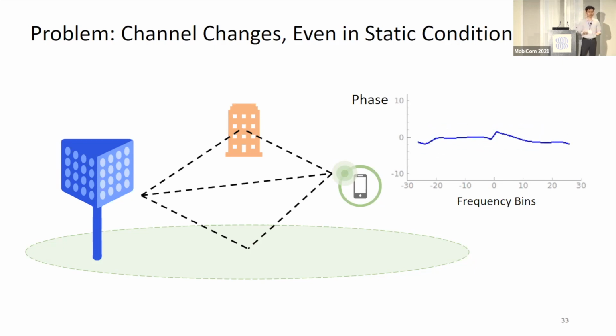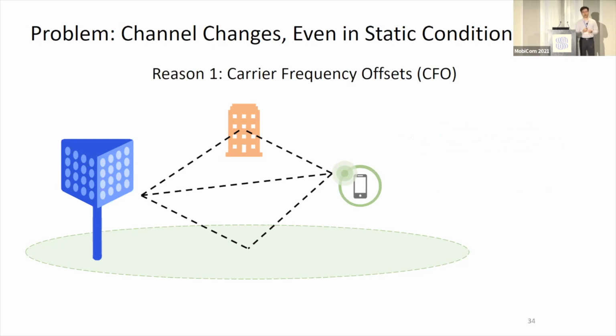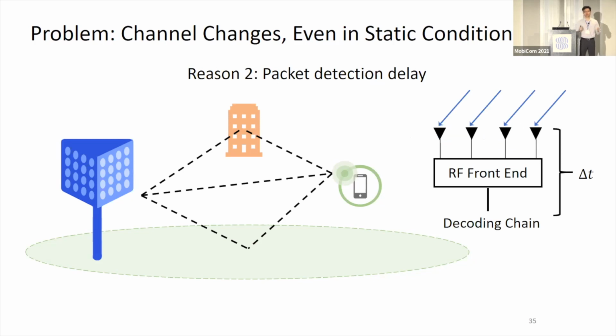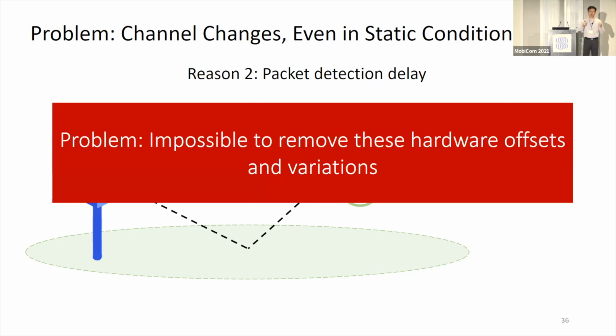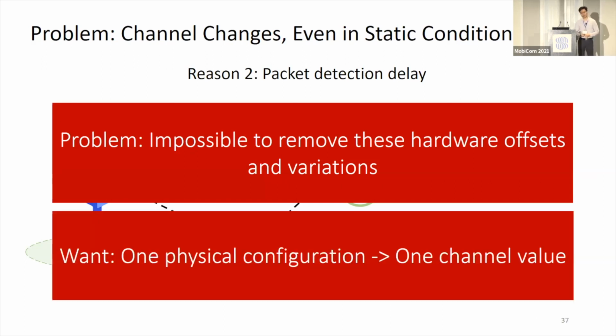There are several reasons. First, this is because of the carrier frequency offset, which is CFO, between the base station and the clients. Secondly, there is packet detection delay. This delay is due to the time difference between when the signal reaches the front end of the hardware and when it actually gets detected by the decoding chain. And the problem is, it's impossible to remove these hardware offsets and variations. What we want is one physical configuration corresponds to one channel value. Based on this, we proposed the channel transformation technique.